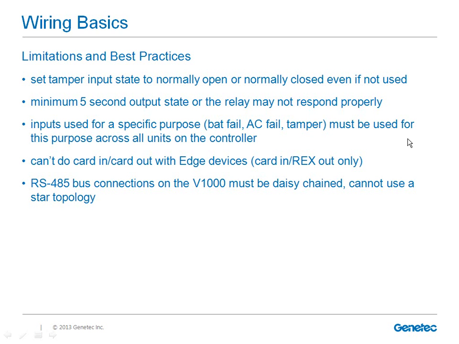Now any inputs that are used for a specific purpose, such as the battery fail, AC fail, or tamper, must be used for the same purpose on all units that are connected to a controller. So if you have the bat fail on a V1000 connected to the battery sensor on your power supply, you can't use the same bat fail on a V100 interface as a button input if it's connected to that same V1000 controller.